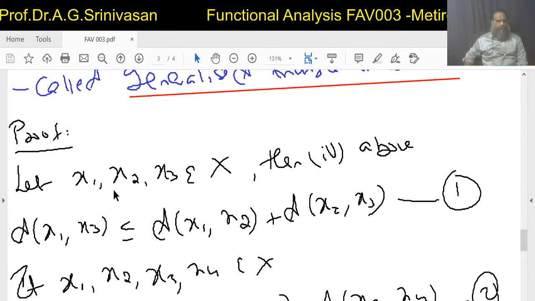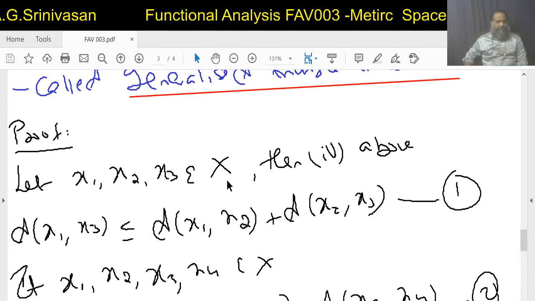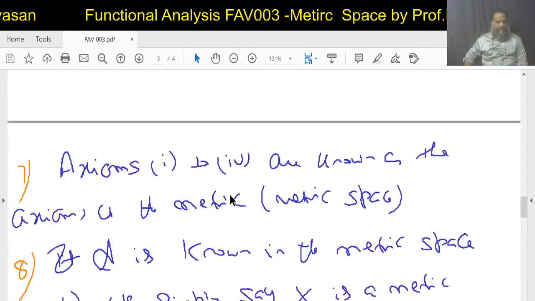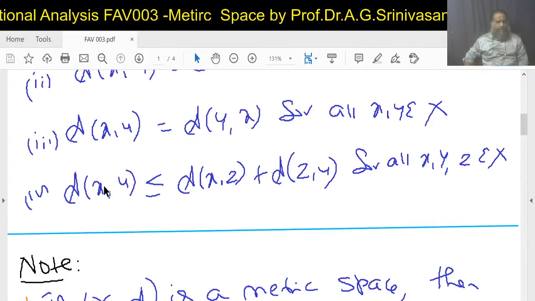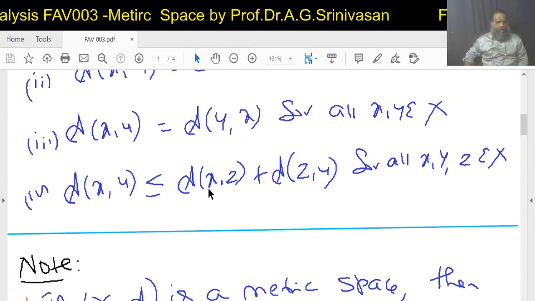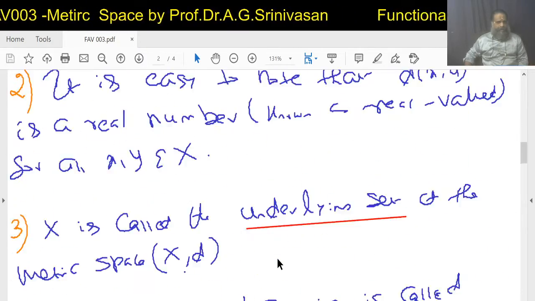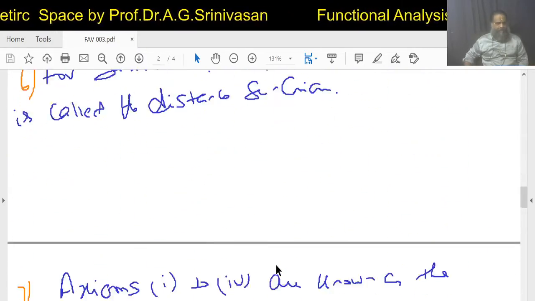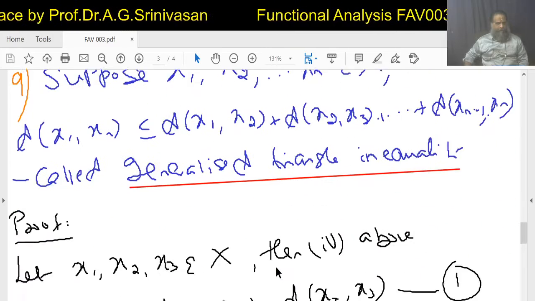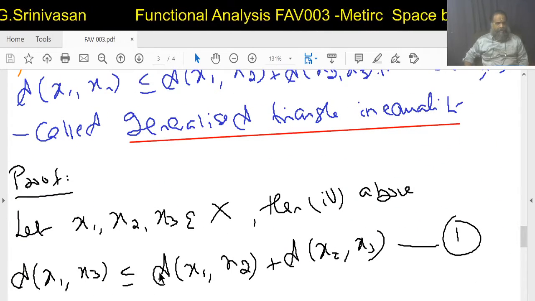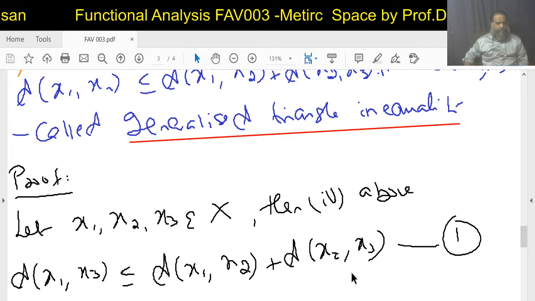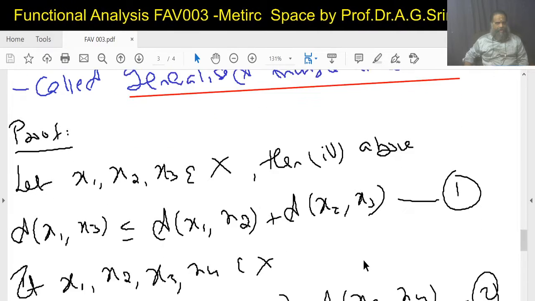We will prove it immediately. First take 3 points x1, x2, x3 in X. Then from the triangle inequality, as stated here, x1 is x, x2 is y, and x3 is z. You can easily check by using the axiom of the metric space that if x1, x2, x3 belong to X, D of x1, x3 is less than or equal to D of x1, x2 plus D of x2, x3.